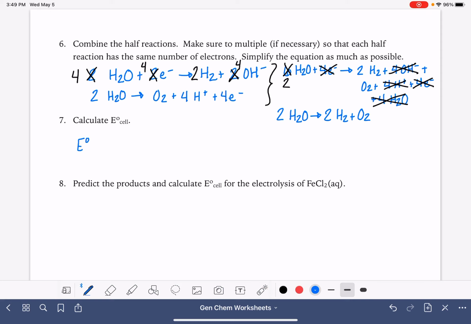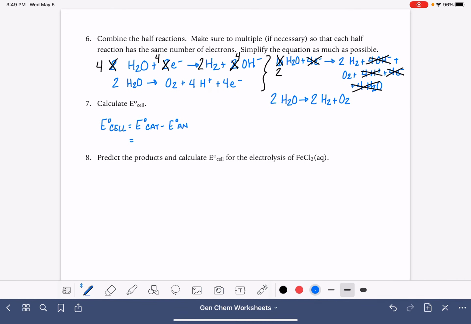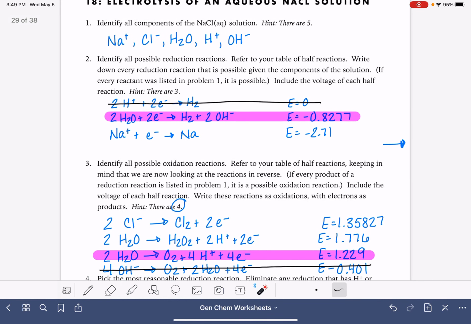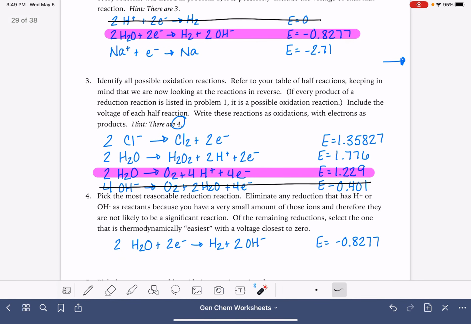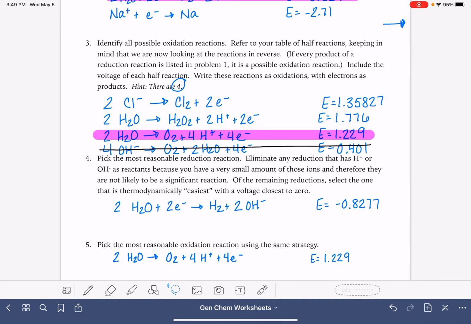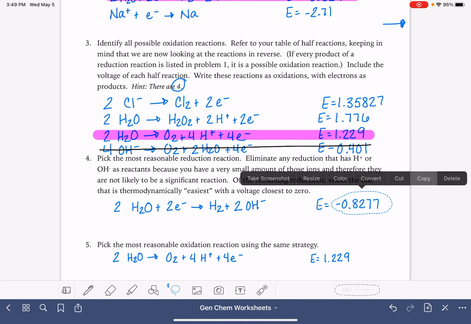The last thing that we have to do here is to calculate E cell. We're going to do this the same way that we would calculate E cell for a galvanic cell. We're going to go cathode minus the anode. And remember that red cat tells us that the cathode is the reduction reaction. So let's go find the potential for our reduction reaction. Oxidation is loss, reduction is gain. Here's our reduction reaction, gaining electrons, and here's the voltage for that half reaction. So we're going to copy that over.